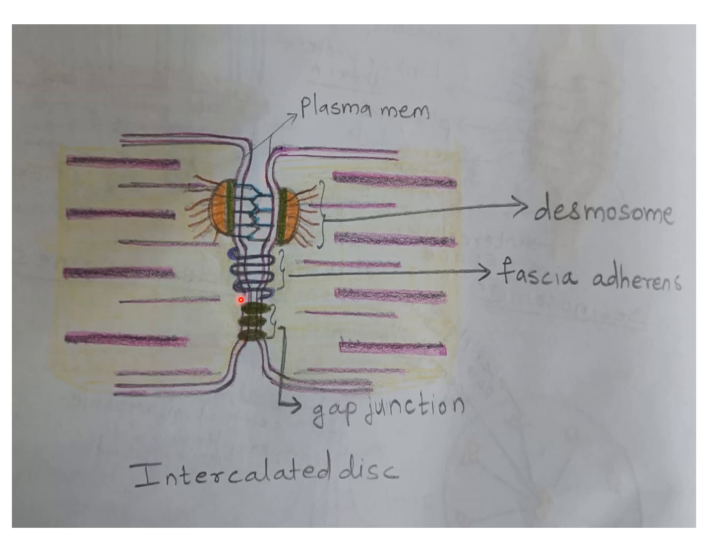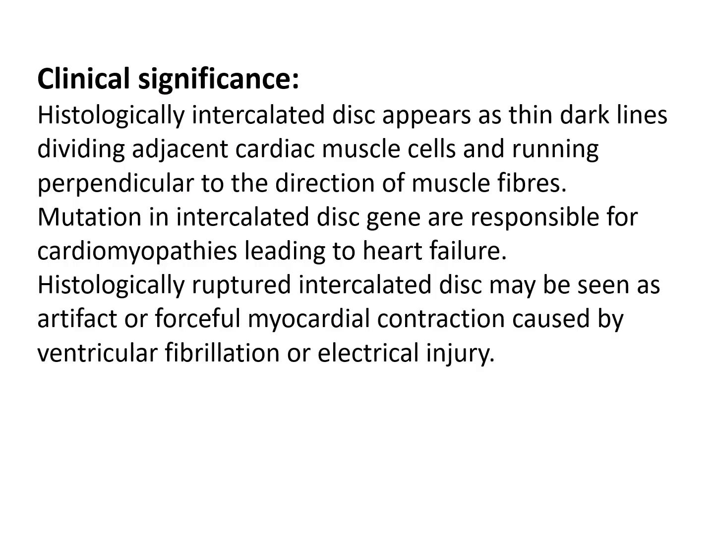So this is the structure of intercalated disc, which is nothing but a complex cell junction present between the two cardiac myocytes, formed by desmosomes, fascia adherens, and gap junction. Histologically, the intercalated disc appears as thin dark lines present between the adjacent cardiac muscle cells. These lines are perpendicular to the direction of muscle fibers.